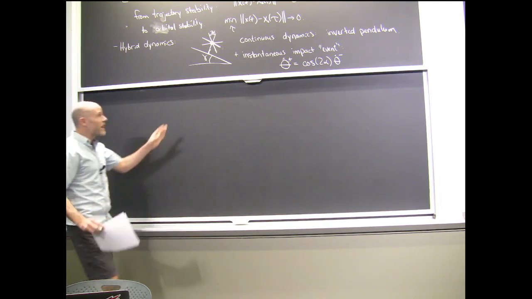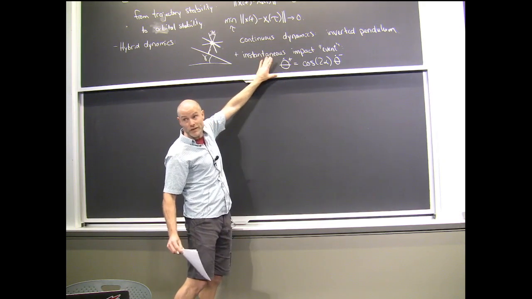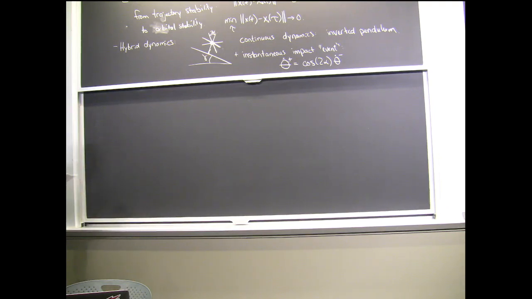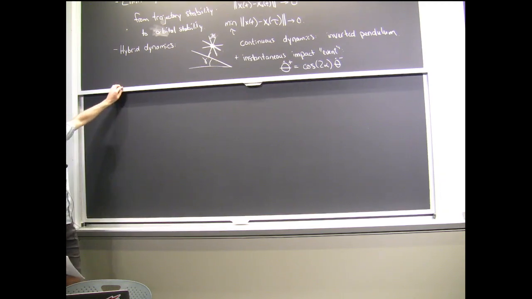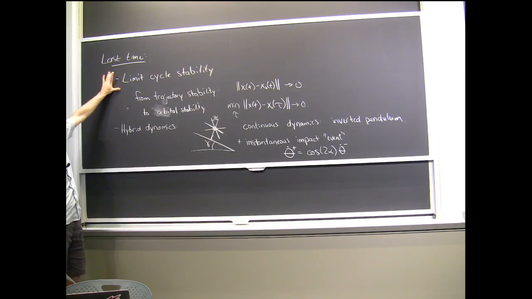And to be clear, it's hybrid because it's both continuous and it has this event, which is a discrete thing that happens. Last time we just did a graphical analysis of the Poincaré map, or we made some plots. But today we're going to start using optimization to do the same thing. And again, I'll do it in two parts. There are a couple of very simple things to say about optimization for limit cycles, and then we'll bring in the hybrid dynamics part of it.